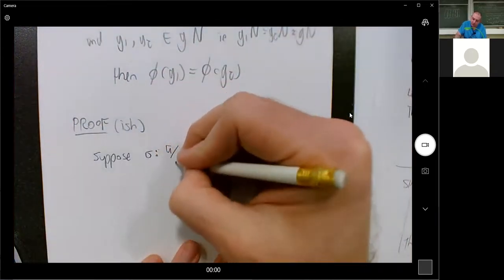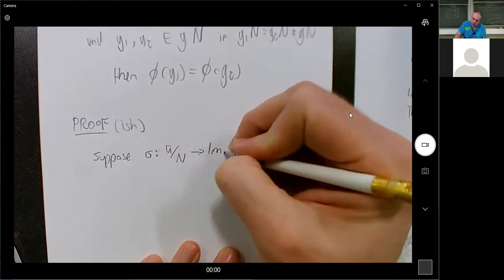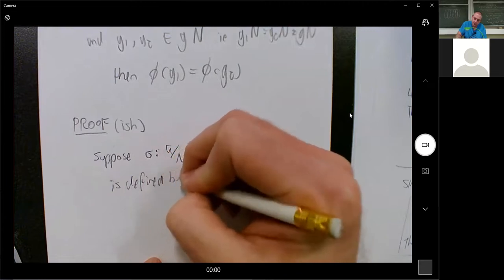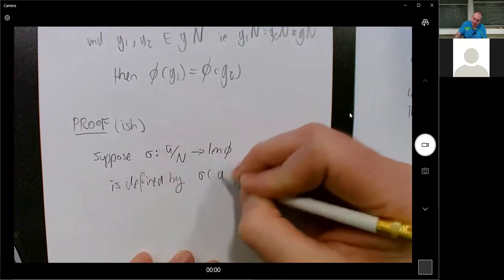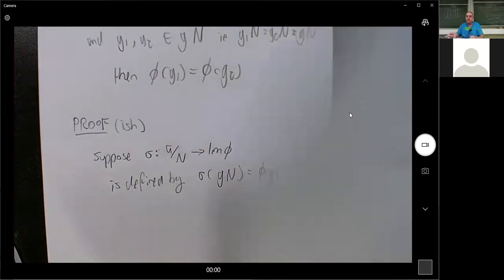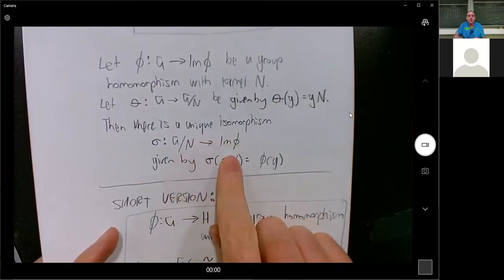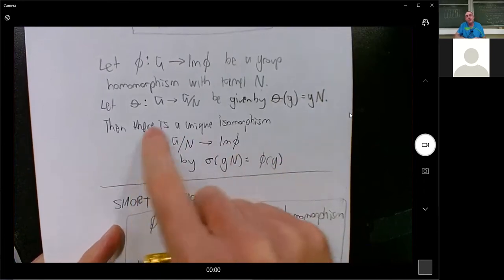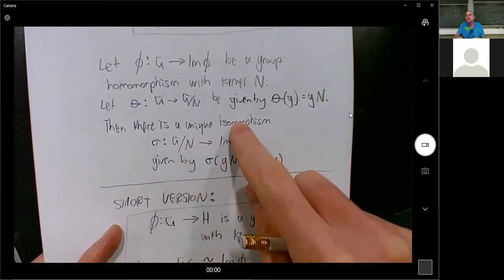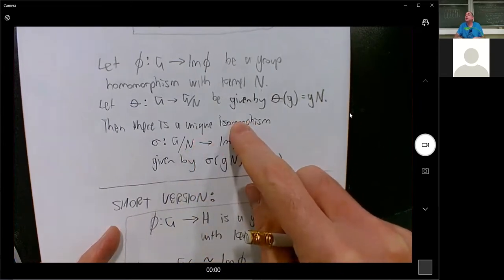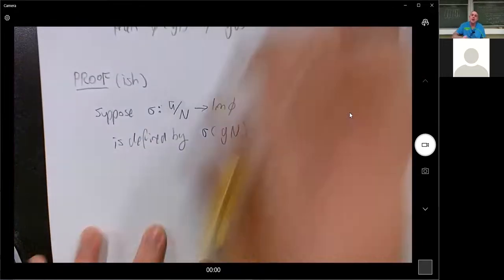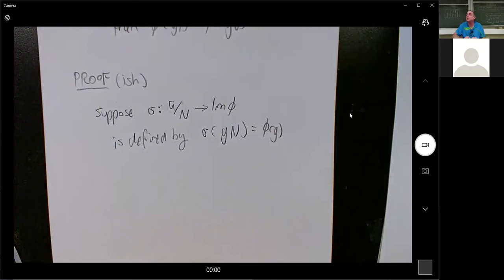Suppose sigma, which takes G on N to the image of phi, is defined by sigma of the coset Gn is phi of G. So it says there is a unique isomorphism. They have told us how to define this function, but I reckon the proof is that we have to prove that it really is an isomorphism. And to be unique, we're going to have to show that any other isomorphism is the same one after all.